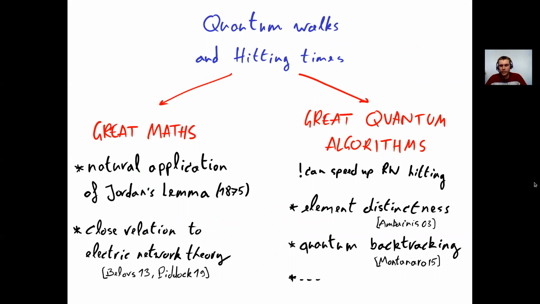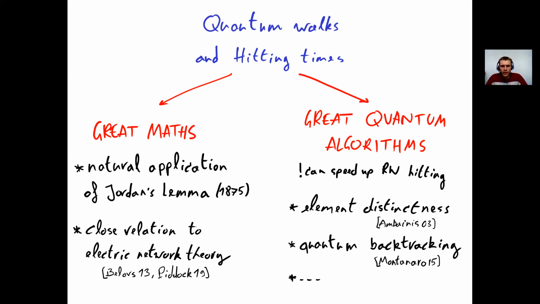Now, why are we interested in such things like quantum walks and hitting times of quantum walks? Again, they're a source of great mathematics. Some examples are that they form a very natural application of Jordan's lemma. And there's again a very close relationship to electric network theory. Second is that they're also a tool for constructing great quantum algorithms. The key here is that quantum walks can actually speed up the random walk hitting time in an appropriate sense. This is the source of quantum algorithms for element distinctness by Ambainis, quantum backtracking by Montanaro, and many, many more.